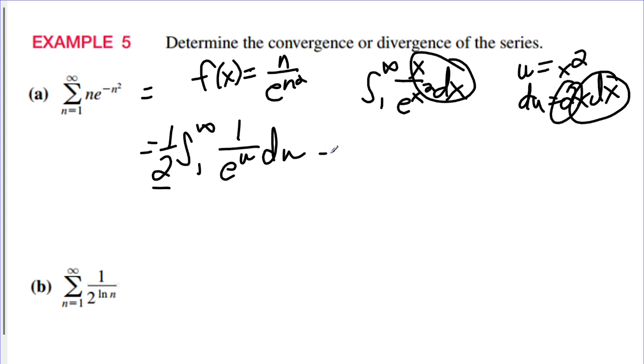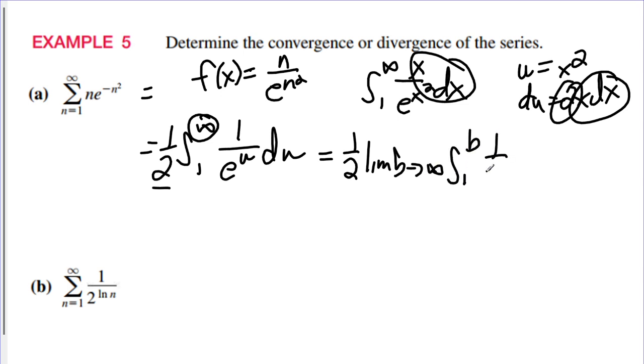Now we can recognize that we have an improper integral, so we're going to take a limit. So we have 1/2 times the limit as b goes to infinity for the integral from 1 to b of 1 over u squared du. That gives us then, now we can evaluate 1/2 times the limit as b goes to infinity.